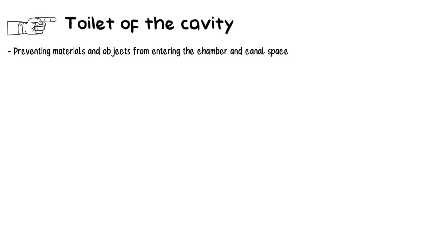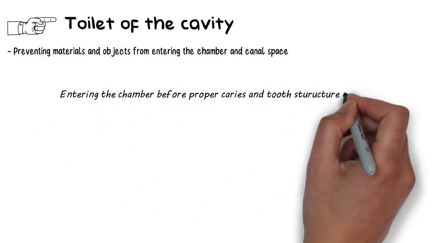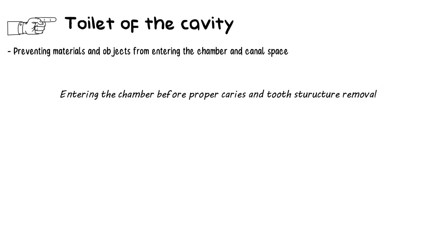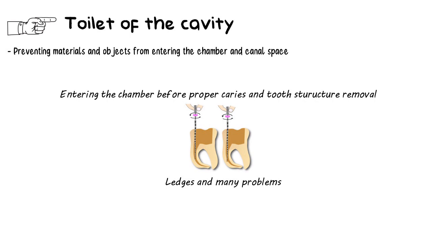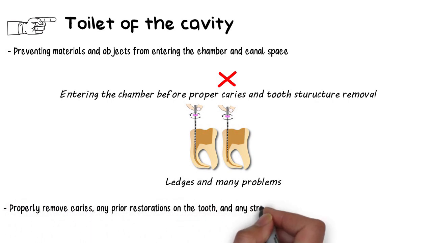A common error is entering the chamber before coronal tooth structure or restorative materials have been adequately prepared and removed. As a result, these materials can enter the pulp space and may block the apical portion of the canals and create ledges and cause many problems. So it is best to properly remove caries, any prior restoration on the tooth, and any structure removal before entering the chamber.